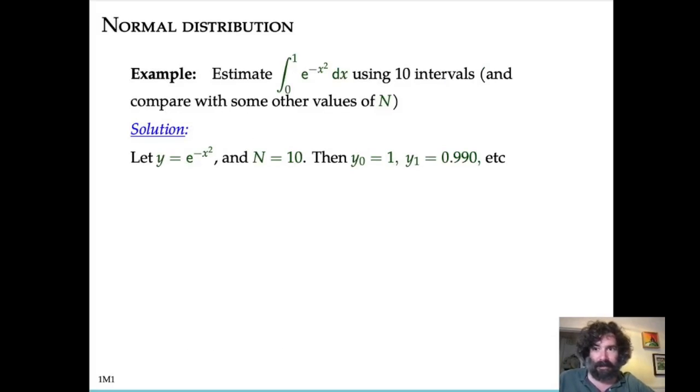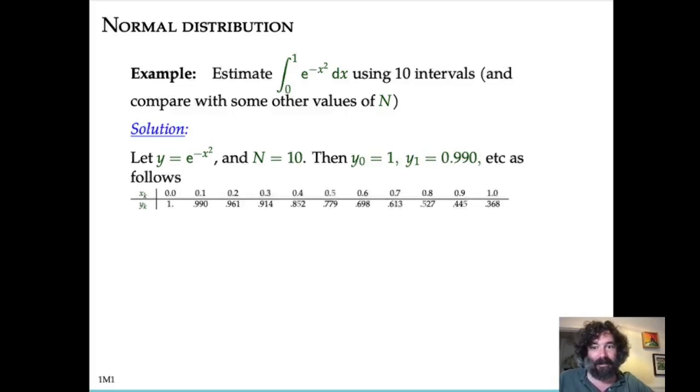Let's look at one more example, this time where we don't know the exact integral. We'll estimate the definite integral of e to the negative x squared from 0 to 1. We use 10 intervals and also some other values of n. We can do many different possibilities by using a computer. If we want to do n equal 10, we need to calculate the values of the integrand, that's e to the negative x squared, at the endpoints of all the intervals. That's 0, 0.1, 0.2, and so on, dividing the interval from 0 to 1 up into 10 subintervals.